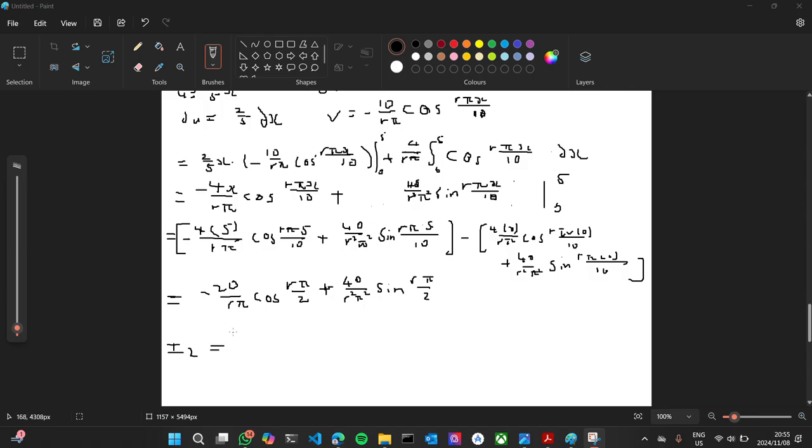Yeah, so I2 is equal to 20 over r pi cosine r pi over 2 plus 40 over r squared pi squared sine, it's a horrible sine, sine r pi over 2. Okay.